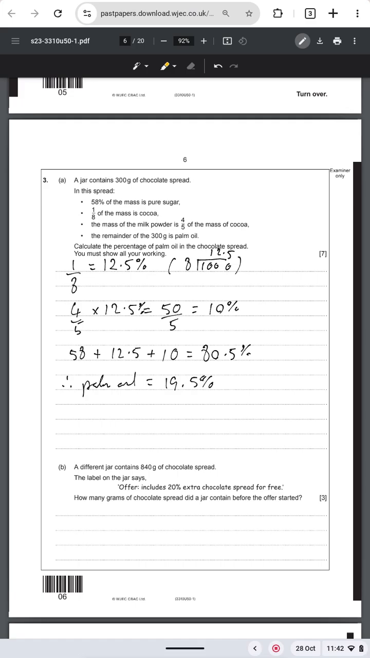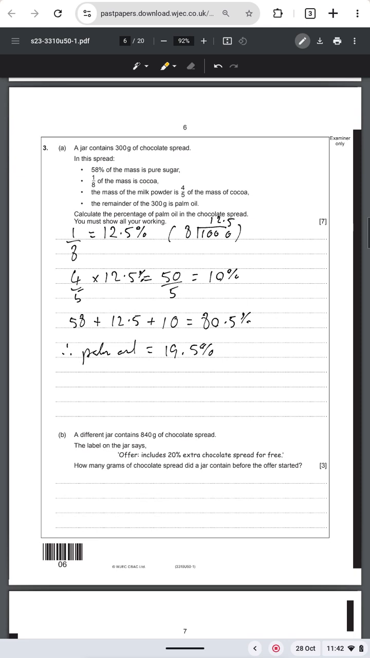A different jar contains 840 grams of chocolate spread. The label on the jar says offer includes 20% extra spread for free. How many grams of chocolate spread did the jar contain before the offer started? Right, so for this one, other than it's been badly worded, because I'm assuming before the offer started there would still be 840 grams in the jar, they just stuck a different label on it. But what they're actually asking is, what would a jar without the 20% extra free be?